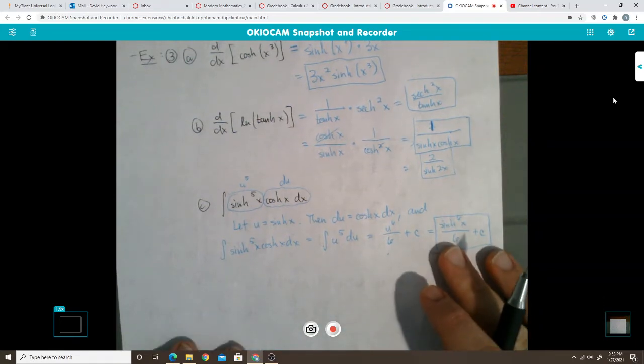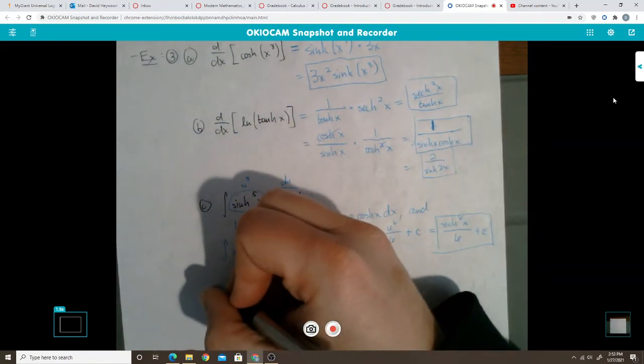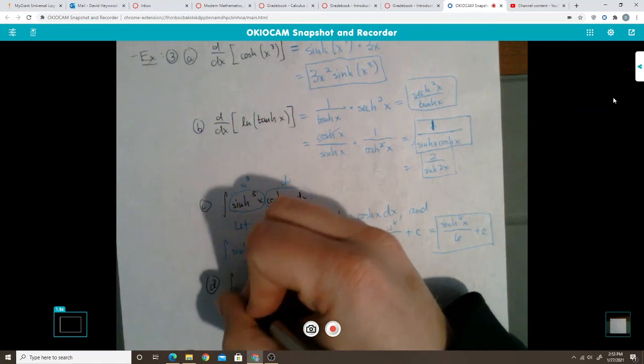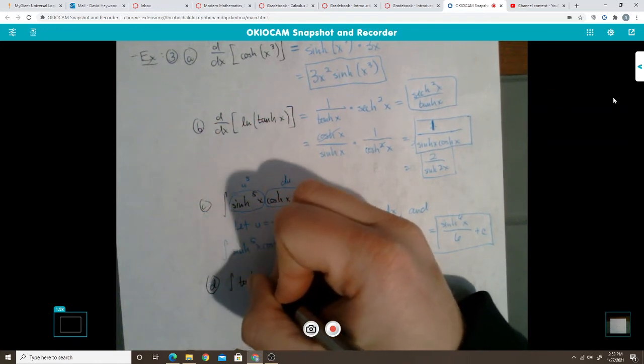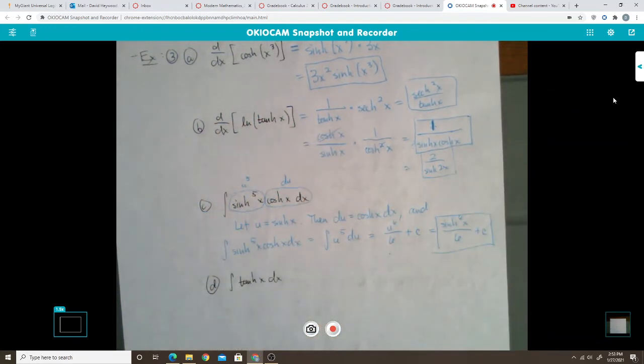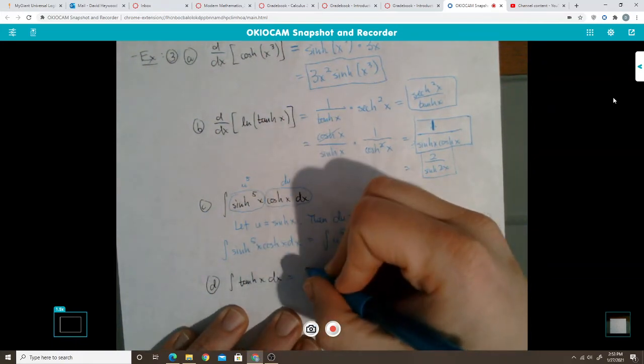Let's do another integral. So let's do the integral of tanh x dx. At first glance, this might seem kind of simple, except that you'd have to find a function whose derivative is tanh, and you're not going to find one, right? So in order to find the antiderivative of tanh, we might have to be a little bit more clever. But it's not too challenging.